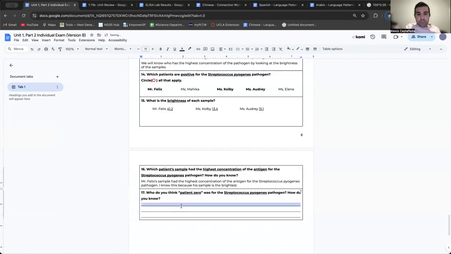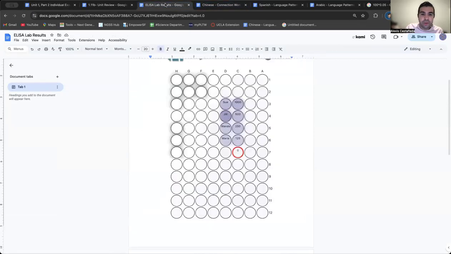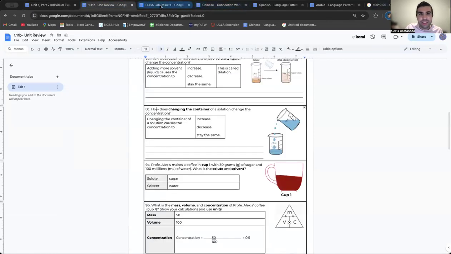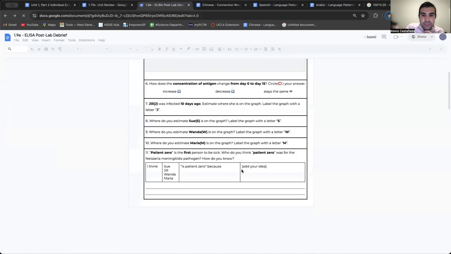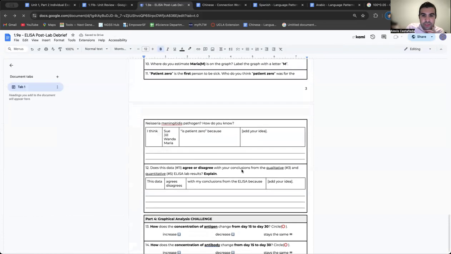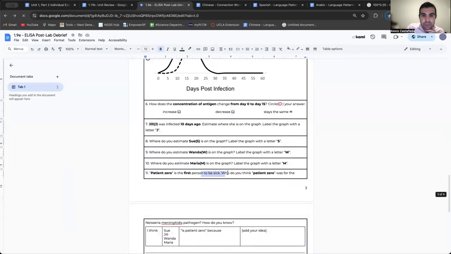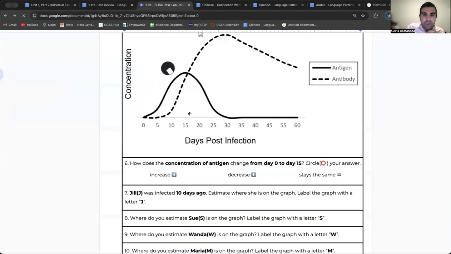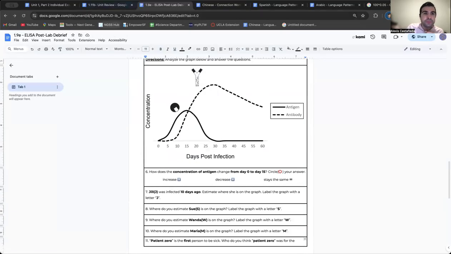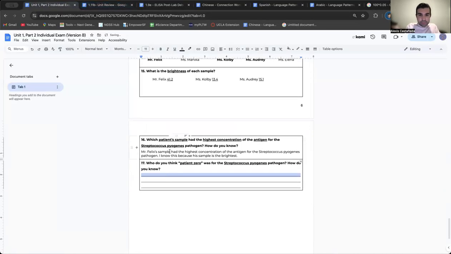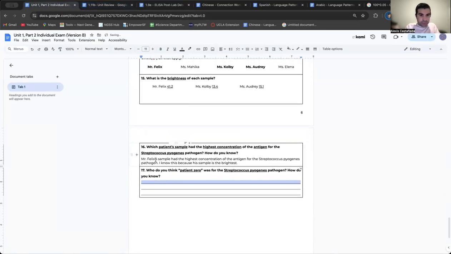Okay. Who do you think patient 0 was? Going back to our 1.9E, patient 0 is the first person. The first person was the first person to be sick. If you remember from our graph here, the first person who got sick is the person who has been sick for the longest. So whoever's been sick for the longest has the highest concentration of the pathogen. So what I'm going to write here is, the person who has the highest concentration is Mr. Felix. We know this from before. So that means he's patient 0.